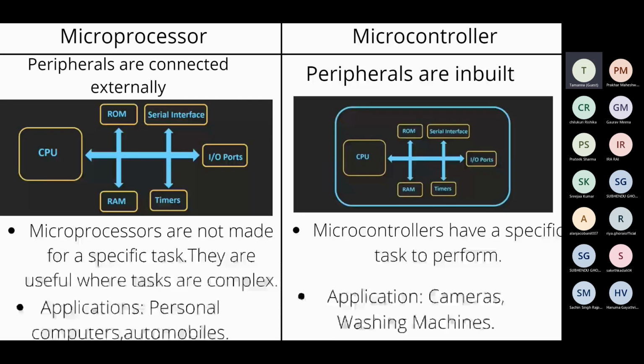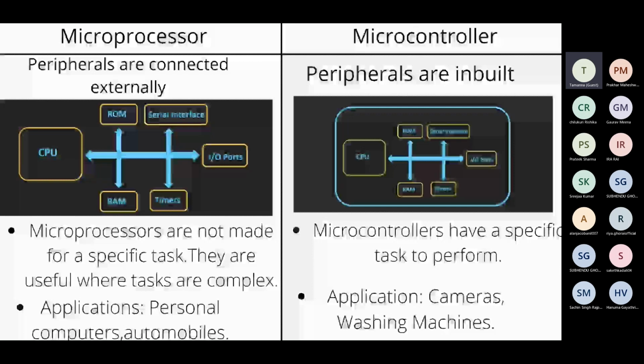So now the differences between a microprocessor and a microcontroller. The first difference is that in a microprocessor, the peripherals are connected externally. A microprocessor just consists of a CPU. All the other stuff, ROM, RAM, input-output ports, are connected externally to it. While in a microcontroller, this whole thing, the CPU, RAM, ROM, serial interface, input-output ports, this whole thing is a microcontroller. That is, the peripherals are inbuilt.